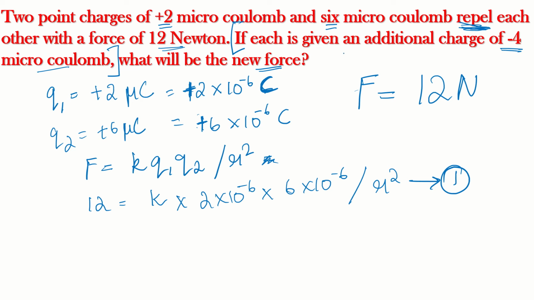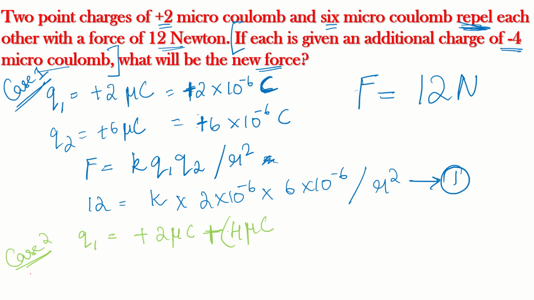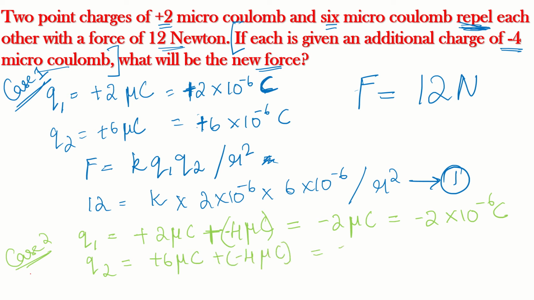Okay. Now, if each is given an additional charge of minus 4 microcoulomb. So this is our case 1. Now let us move into case 2. For case 2, what will be Q1? Q1 will be plus 2 microcoulomb plus minus 4 microcoulomb. That will give us minus 2 microcoulomb, and that will be minus 2 into 10 raised to minus 6 coulomb. Then Q2 is plus 6 microcoulomb plus an additional charge of minus 4 microcoulomb. That would give us 2 microcoulomb, that is 2 into 10 raised to minus 6 coulomb.